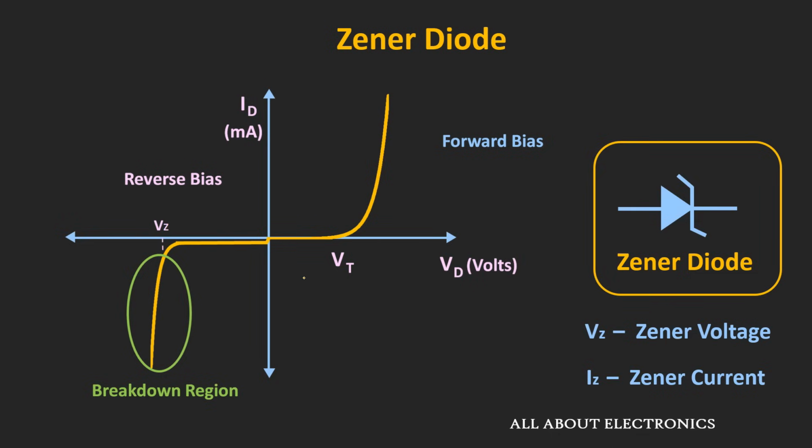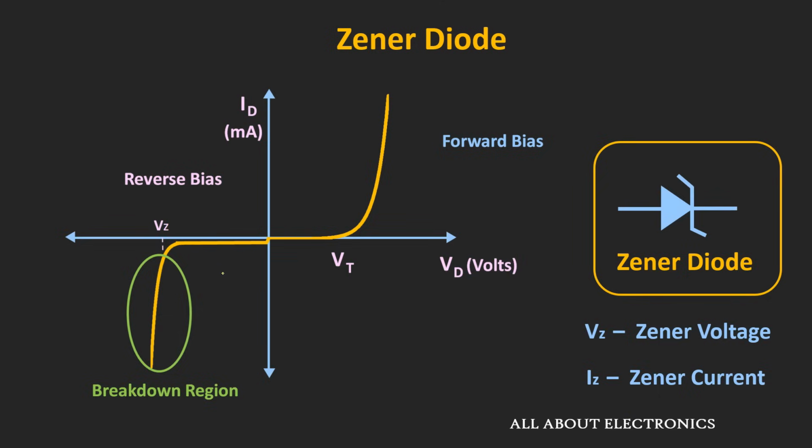As you can see, in the forward bias condition, it works similar to the normal diode. And in the reverse direction, when the applied voltage is more than the threshold voltage, suddenly the diode starts operating in the breakdown region. So the voltage after which the Zener diode operates in this breakdown region is known as the Zener voltage, and the corresponding current flowing through the Zener diode is known as the Zener current.